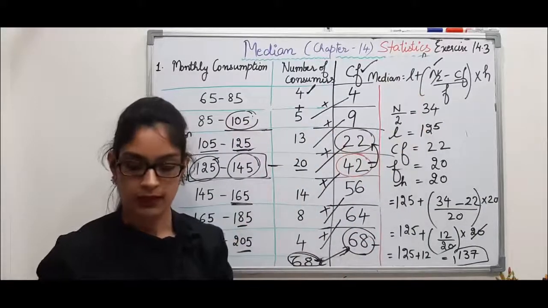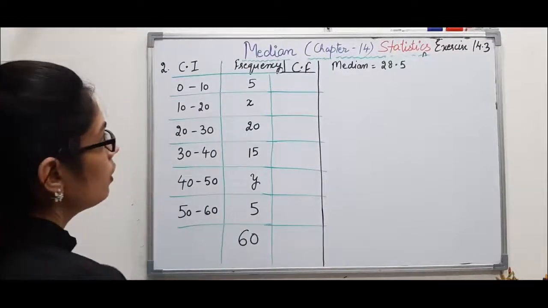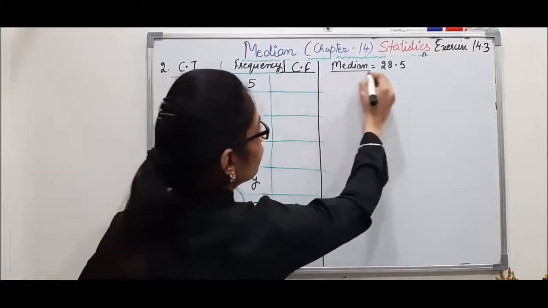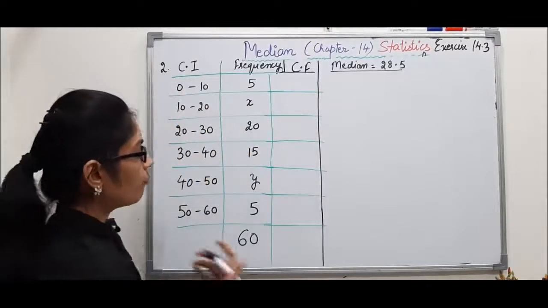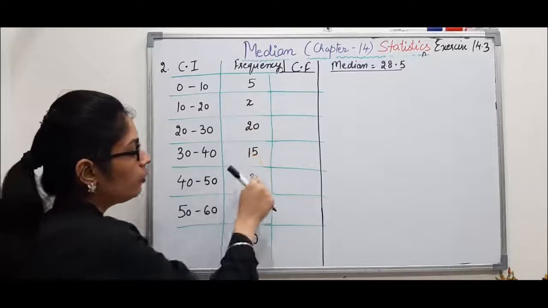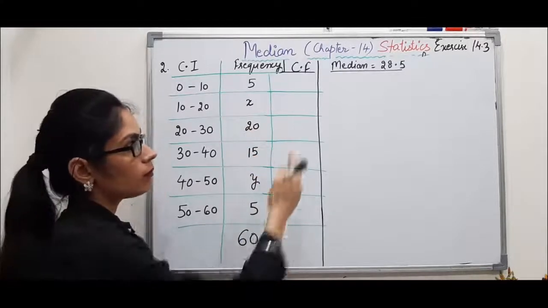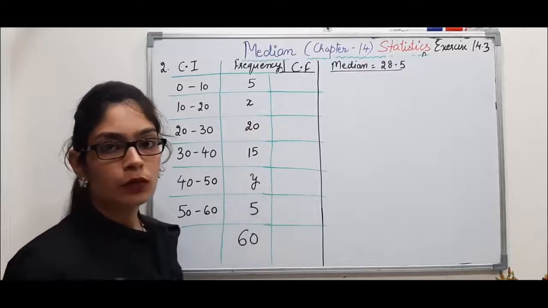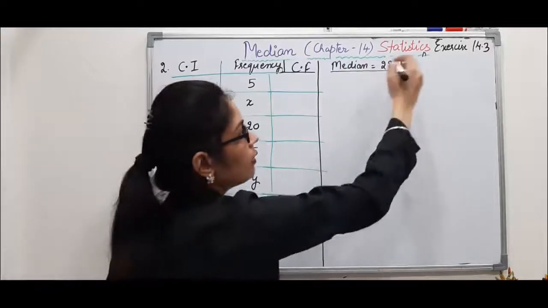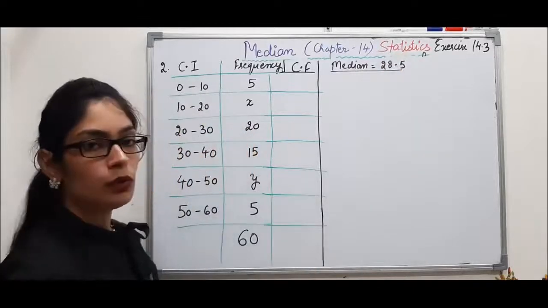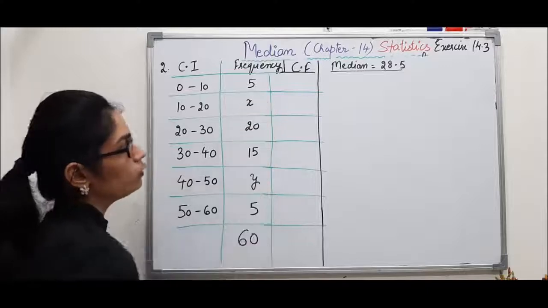Now let's do the second question of the exercise. In the second question, the median is already given to us. The median is 28.5, and we have to find the values of x and y. So we will do it the same way. First of all, we'll find all the terms: n by 2, CF, F, L and H. Then, because the median is already given to us, we will use the formula of median again and find the values of x and y.